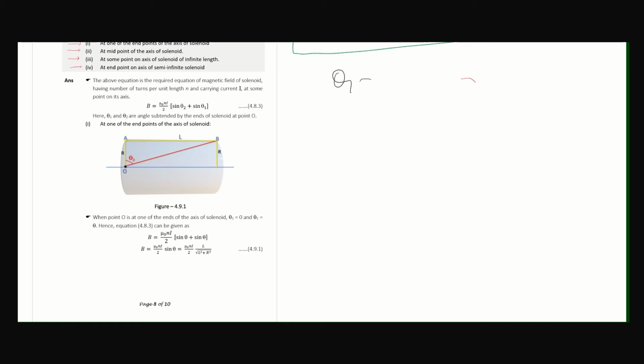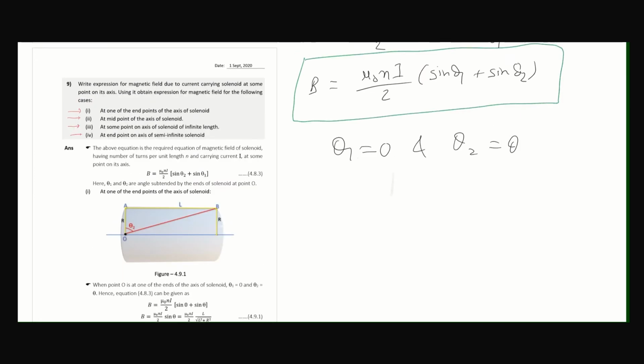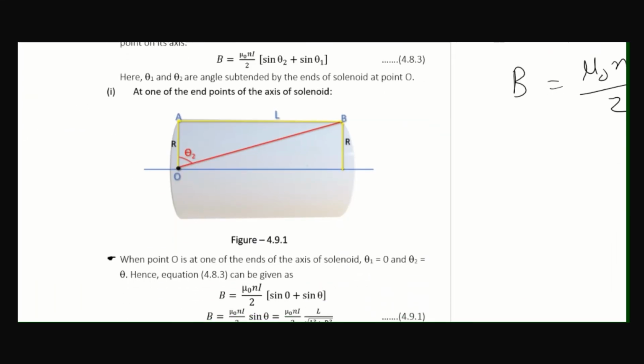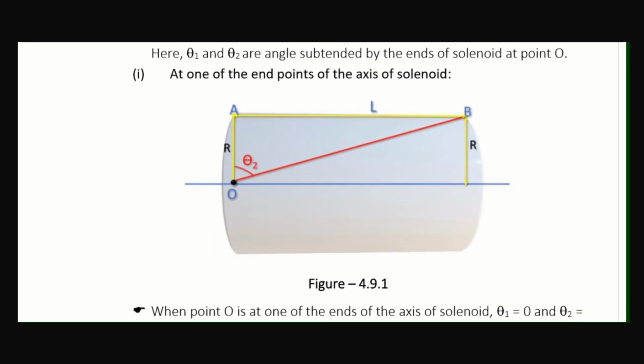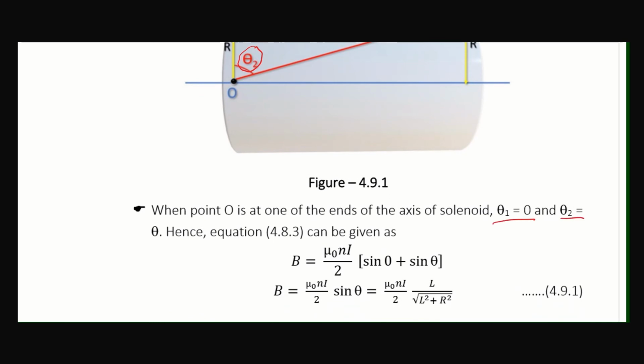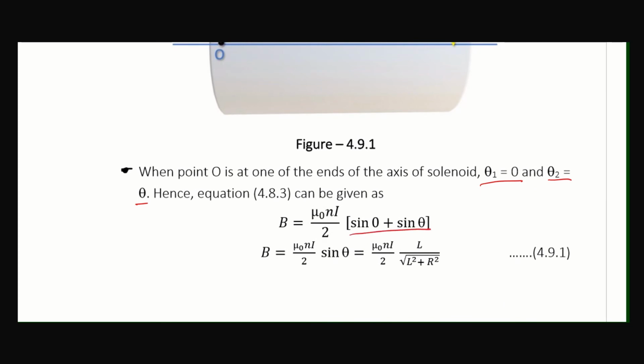So if theta 1 is 0, and I write theta 2 as theta, then this formula can be written as B is equal to mu 0 n I by 2 (sine 0 plus sine theta), or else you can simply write mu 0 n I by 2 sine theta. So when you are talking about the magnetic field at one end of the solenoid, you have just one angle, you don't have theta 1. So theta 1 is 0 and theta 2 can be labeled as theta. And this is the formula.